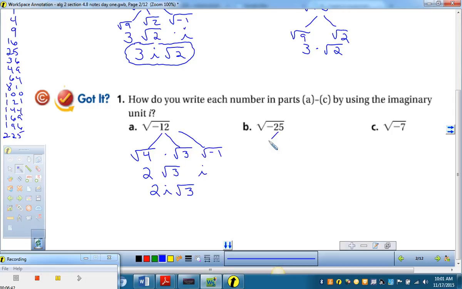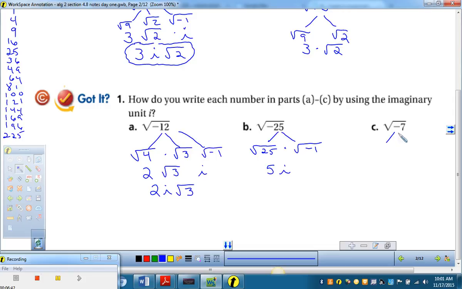Okay? All right, well, what's the biggest factor of 25 that is a perfect square? It is 25. The biggest factor of 25 that is a perfect square is 25. So we write root 25 times root negative 1. The square root of 25 is 5. Square root of negative 1 is i. So our answer is 5i.